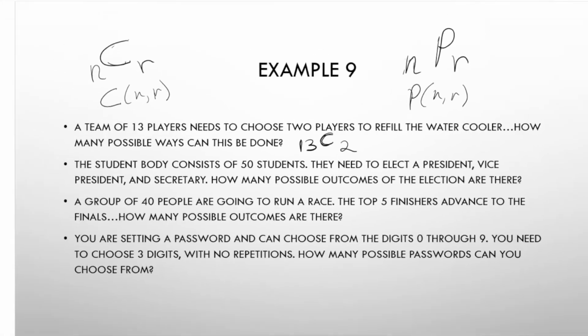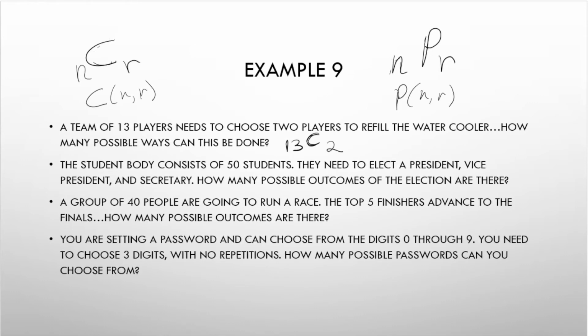So how many total are in the sample? 50. How many am I picking? 3, because we have a president, a vice president, and a secretary. So we're choosing 3. Now, are these jobs the same or different? Different. So is it a permutation or a combination? Permutation, right? So it gets a P.